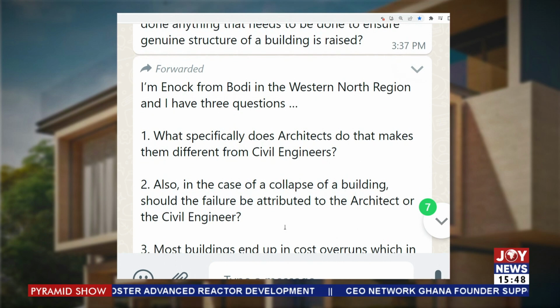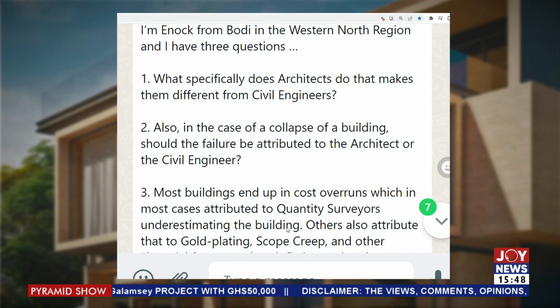I'm Enoch from Bodi. What specifically do architects do that makes them different from civil engineers? His second question is, in the case of a collapse of a building, should the failure be attributed to the architect or the civil engineer? Most buildings end up in cost overruns, which in most cases is attributed to quantity surveyors underestimating the building.